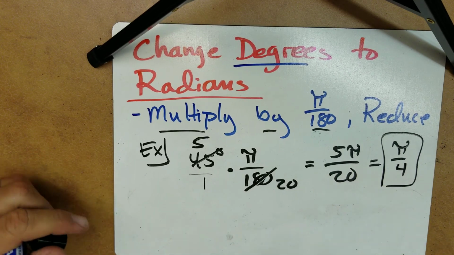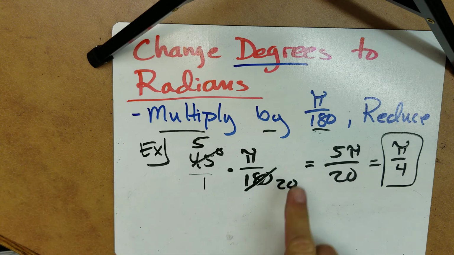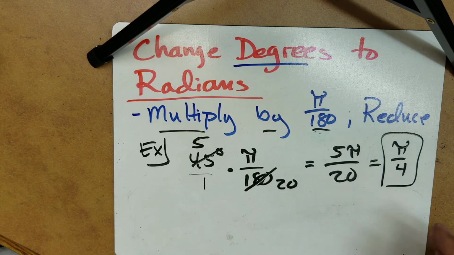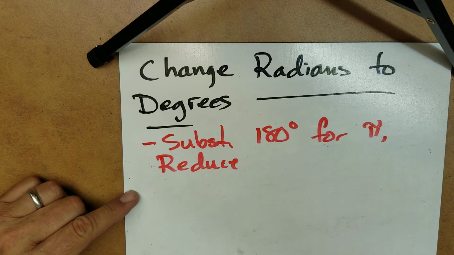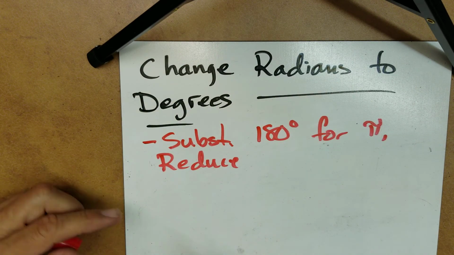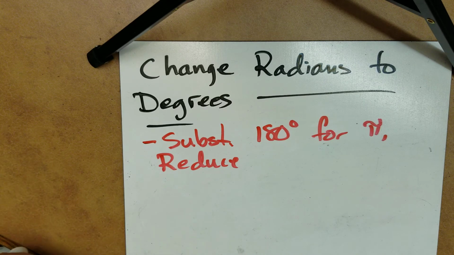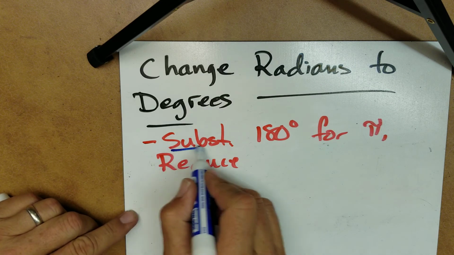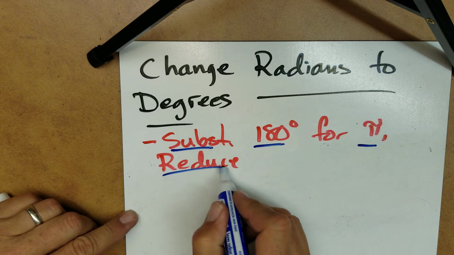That's a pretty simple thing to do. All you got to do is multiply by pi over 180 and reduce. But what about the other way? All right, what if I'm changing from radians to degrees? Radians to degrees. All right, well, radians to degrees, what did I say? Substitute 180 for pi, then reduce, like this.